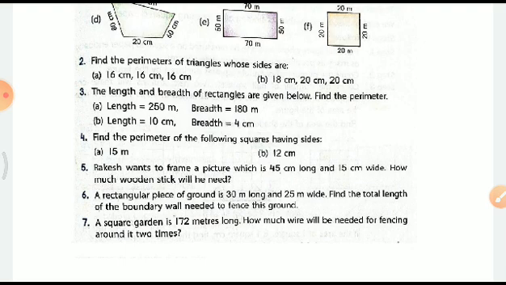The seventh is about a square garden. So a square is about 4 into side. So we will be multiplying 172 by 4 to get the desired answer. Let us try to do this.